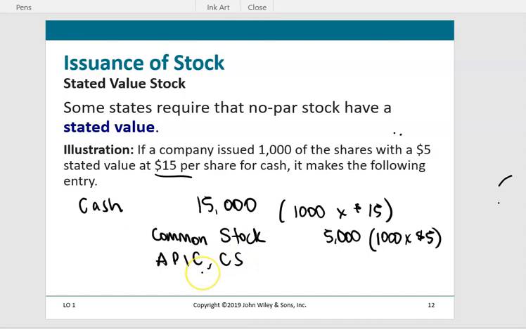or we can credit an account called paid in capital in excess of stated value for the difference between the $15 market price and the stated value of 5. So $10 times 1,000, 10,000.